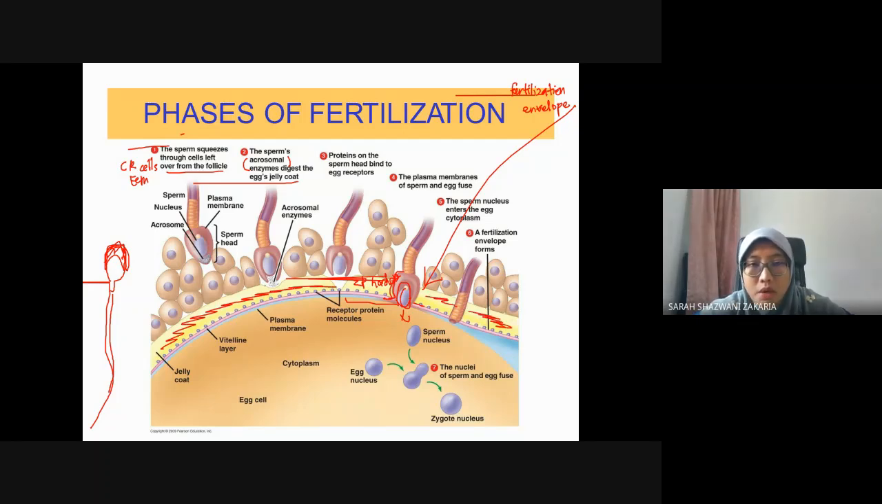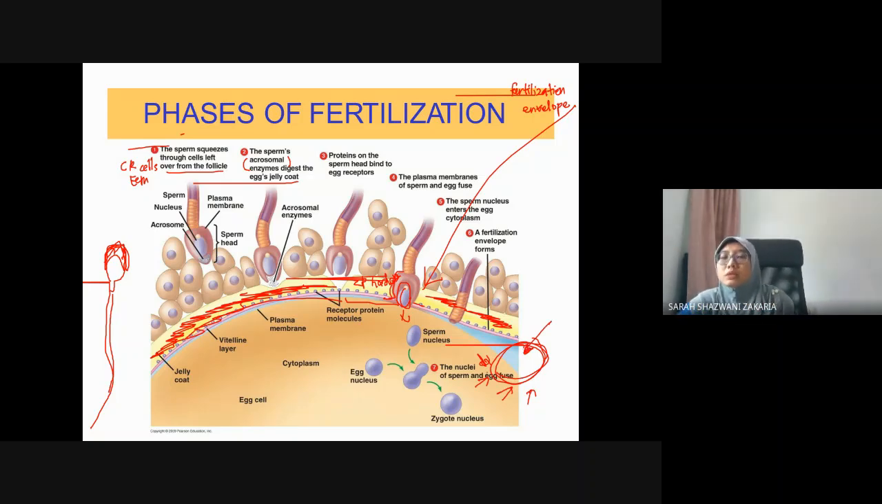will prevent other sperm, that is polyspermy prevention. Remember, it's not hardened only in this part, it will also harden at the whole ZP. So it will prevent any sperm from penetrating, because one sperm has already fused with the cell membrane inside. Okay, next, number 5, the sperm nucleus enters the cytoplasm.